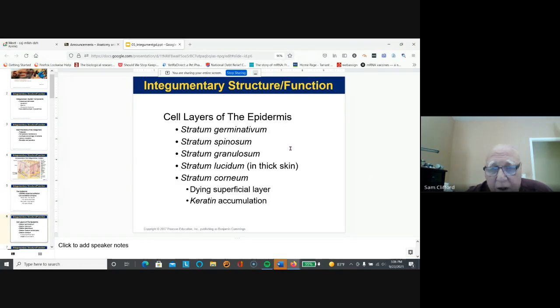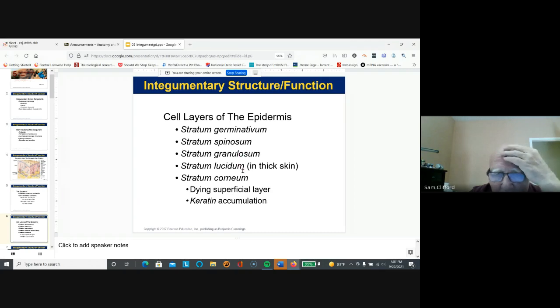Okay, the 5 layers are called, starting from the base of the cells just above the dermis, the stratum germinativum. The stratum germinativum has actively growing cells that divide and grow. The stratum spinosum is just on top of the stratum germinativum. It contains spikes. The granulosum is where cells continue to grow, and they're full of granules depending upon how much pigment you have in your cells.